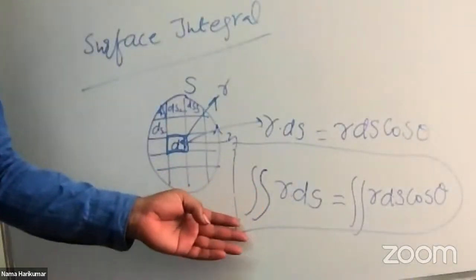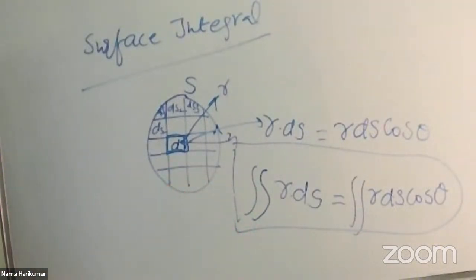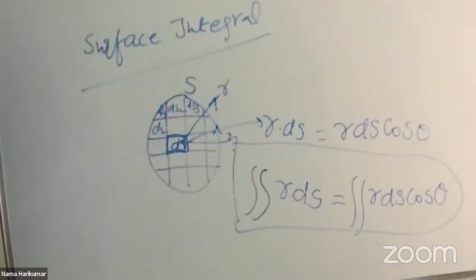Sir, in the textbook, they provided that the flux of A is equal to the double integral of A cos theta ds. Don't worry about it. Okay, it is enough. Next one, value integral. Okay.